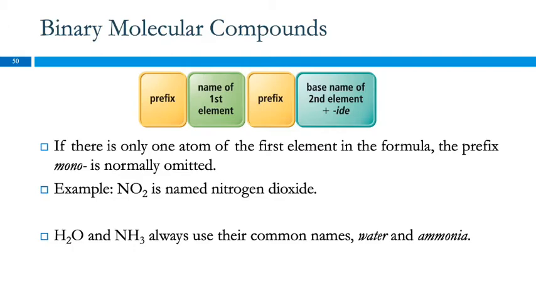And then there are two compounds that always use their common names, and you need to know these: water and ammonia. Probably don't have too much trouble remembering water is H2O. Ammonia is NH3. And that is similar to ammonium, which is the ion NH4+. So ammonia, ammonium, NH3, NH4+. Related but not the same. Any questions?